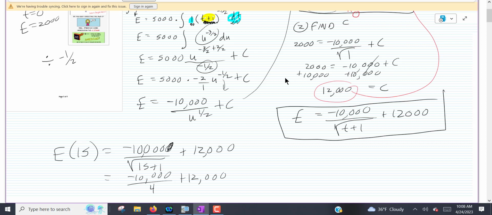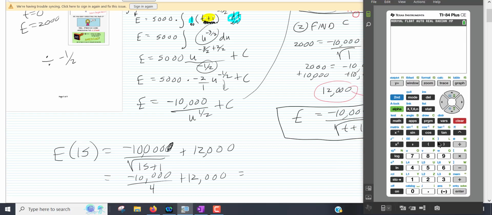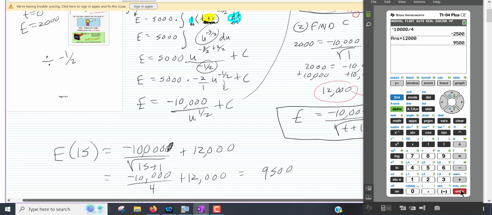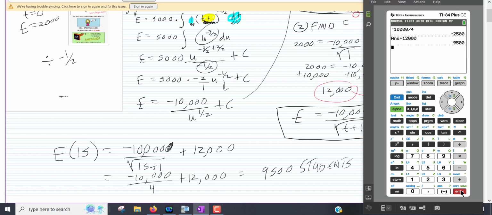So that would end up giving negative 10,000 divided by 4. We could do this all on the calculator if you want to, or you can do it in your head, it doesn't matter. Negative 10,000 divided by 4 gives negative 2,500, and then plus the 12,000 that we got for C. This will give the enrollment. So the enrollment is 9,500 students is the final answer to that problem. That's how that gets put together.